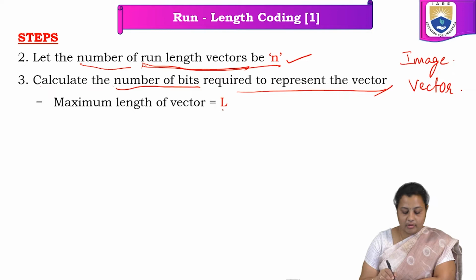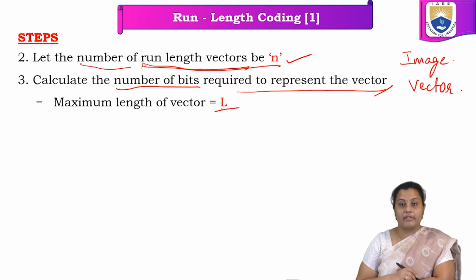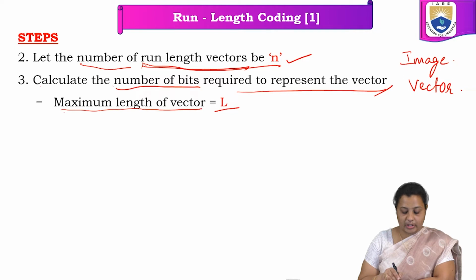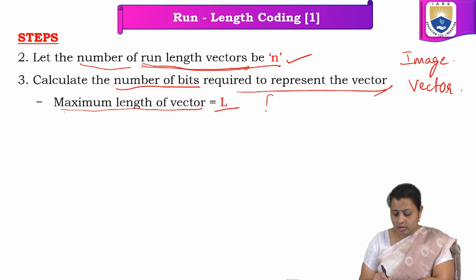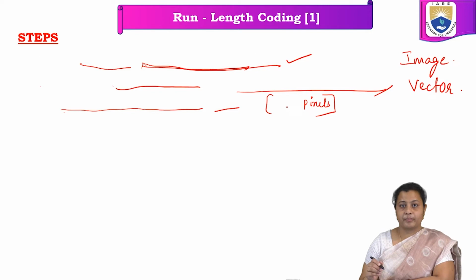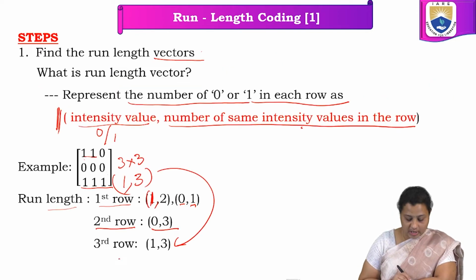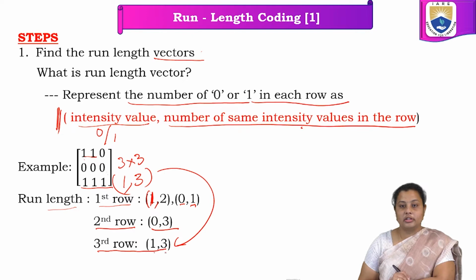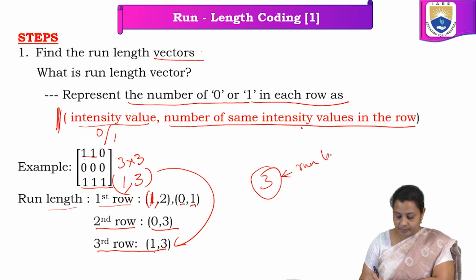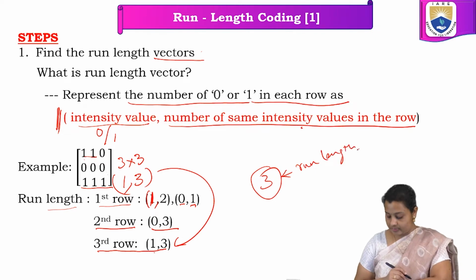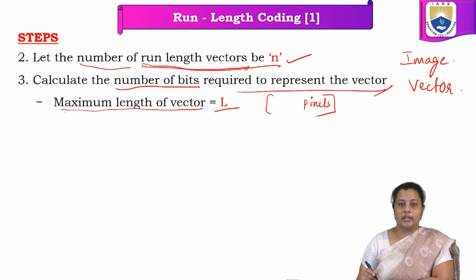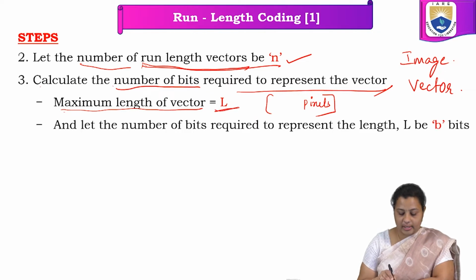How do we calculate the number of bits required to represent the vector? First, we calculate the length of the vector, meaning the maximum length, how many pixels there are. In our previous example, we wrote the third row as 1, 3. This 3 is called the run length. So first we calculate the run length. Let it be L.